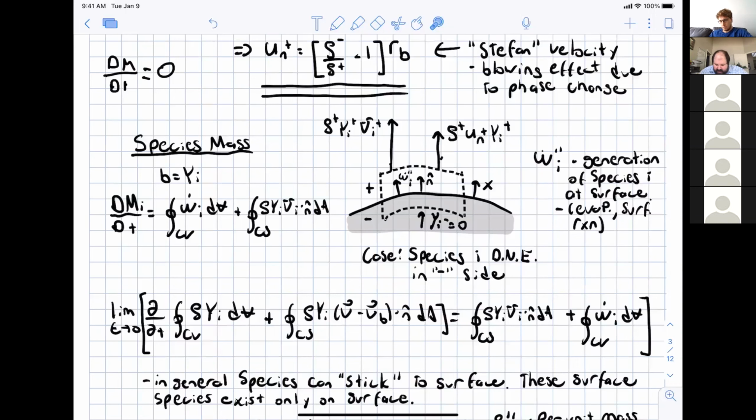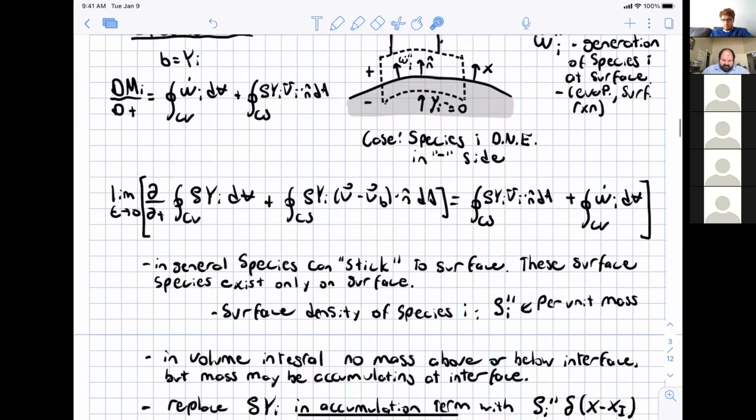Okay, and for the case I have drawn here, species i does not exist in the minus side. You can have a species that exists only in the minus side too, or you can have species that exist on both sides. And so for species mass, you really need to think about the equations, and think about the physics.